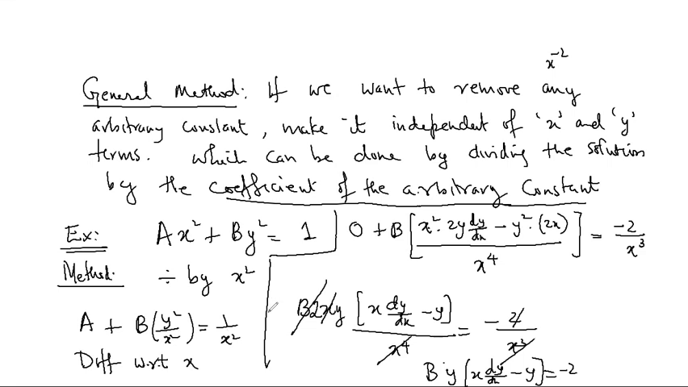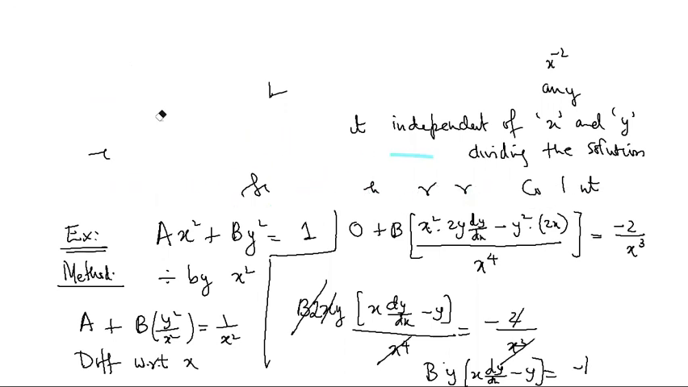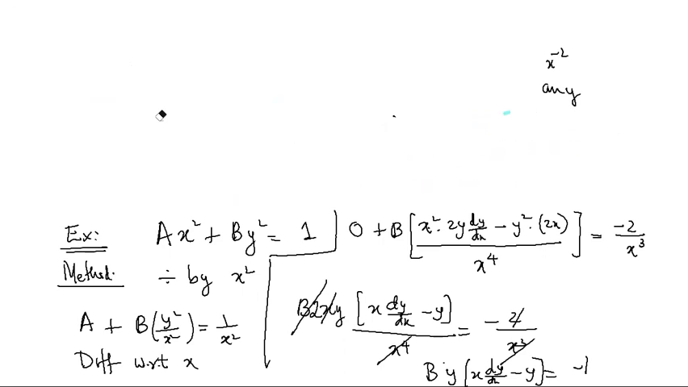Next, I have to make b also independent of x. To make b independent of x, what should I do? Minus 2 will not be there. We cancel. Minus 2 also got cancelled, so only minus 1. So tell me, what should I do to make b independent of x? Divide by the coefficient of b. What is the coefficient of b? So many terms are there, but that is going to be a little complicated. So I'll make a little change here. I'll divide by b.